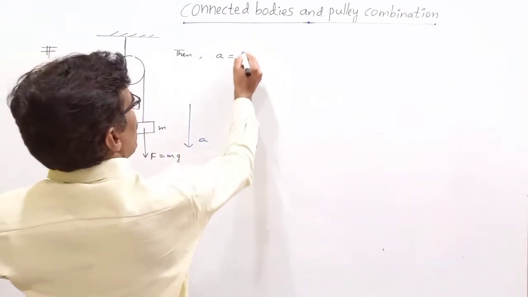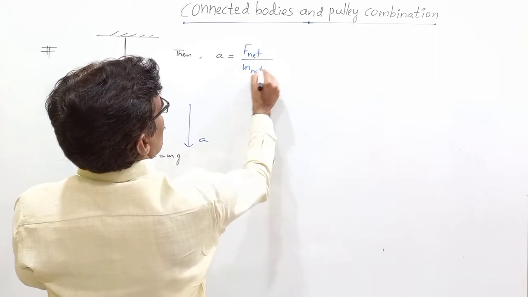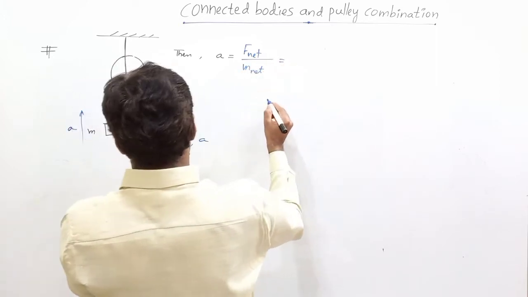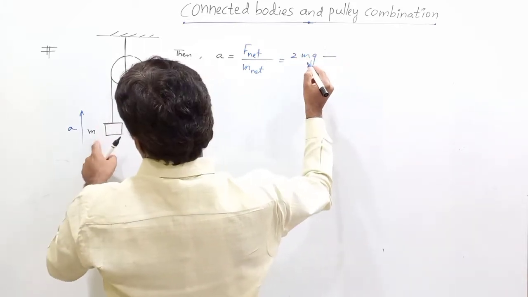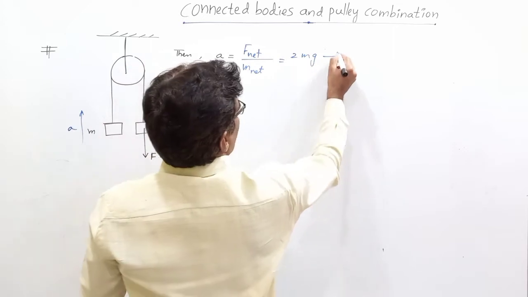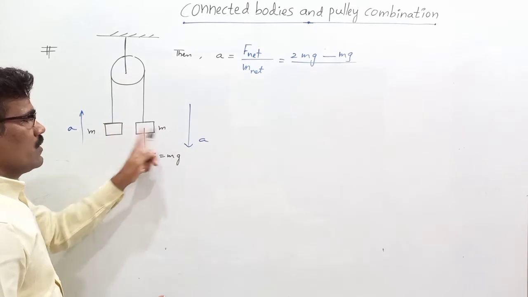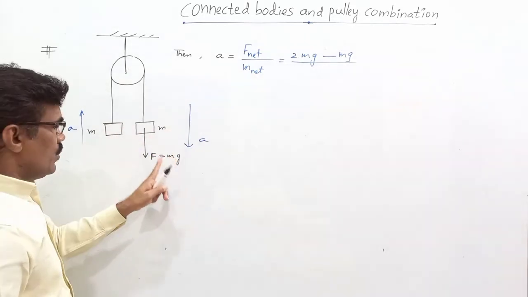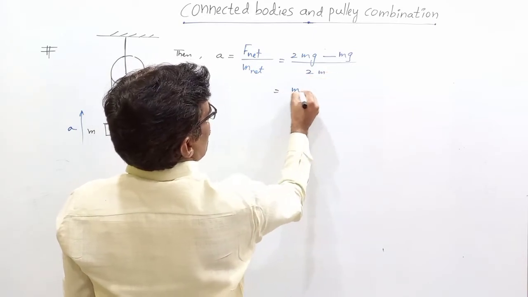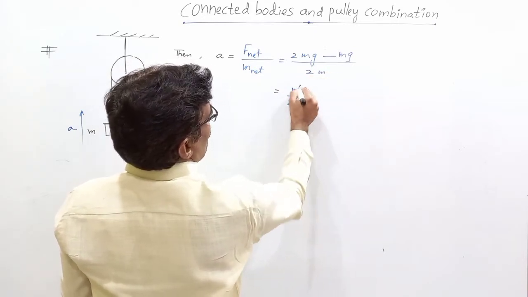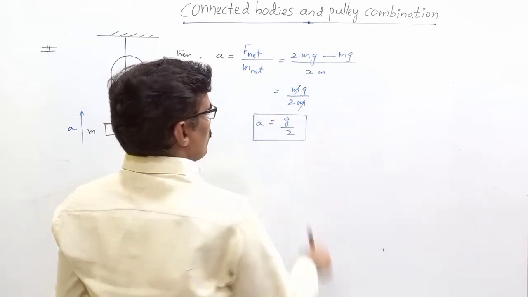What is A? A equals net force by net mass. What is the net force? Here mg and mg, so 2mg down this side, minus this mg also down, which is opposite to this one. Total mass is m and m, these two blocks. These are only two blocks, so it is not a block, it is a force. That's why here 2m is taken, but here mg by 2m. The m's cancel, g by 2. A equals g by 2.